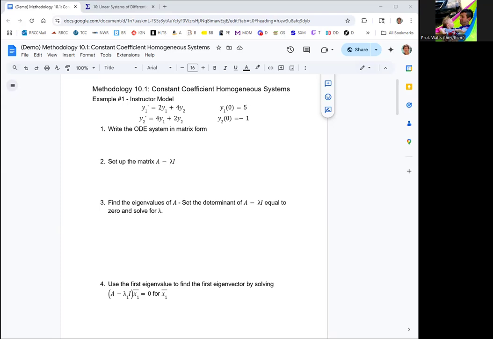We'll start off with step 1, writing the system in the matrix form. And you can see the constant coefficients will make up that matrix, and then we'll shift y and y prime to vectors. So we'll do a little vector arrow there. So 2, 4, 4, 2. And that matrix is A.